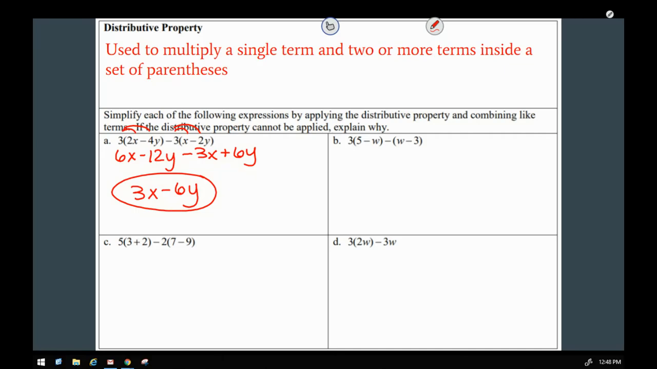Part A, did you get 3x minus 6y? Good. Okay, part B is a little tricky with all those negatives. So I'm gonna put it in standard form. -3 minus 1 is -4w. 15 plus 3 is 18.